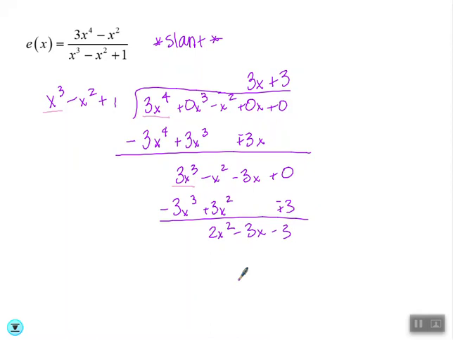Now, because the degrees of these 3 terms are less than the degree of this part right here, we know that we are done. So that's a good way for you to double check your work so you don't make a silly mistake. So our slant asymptote is just 3x plus 3.